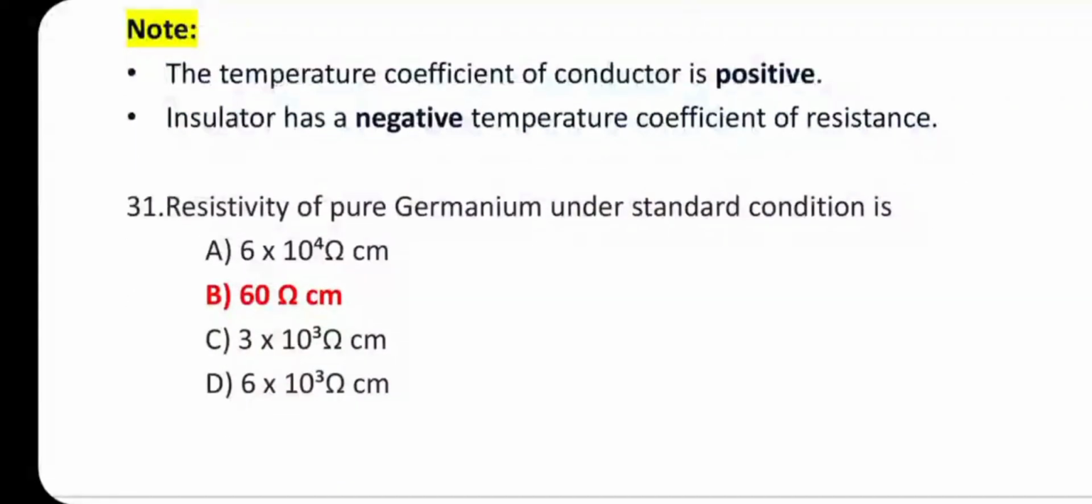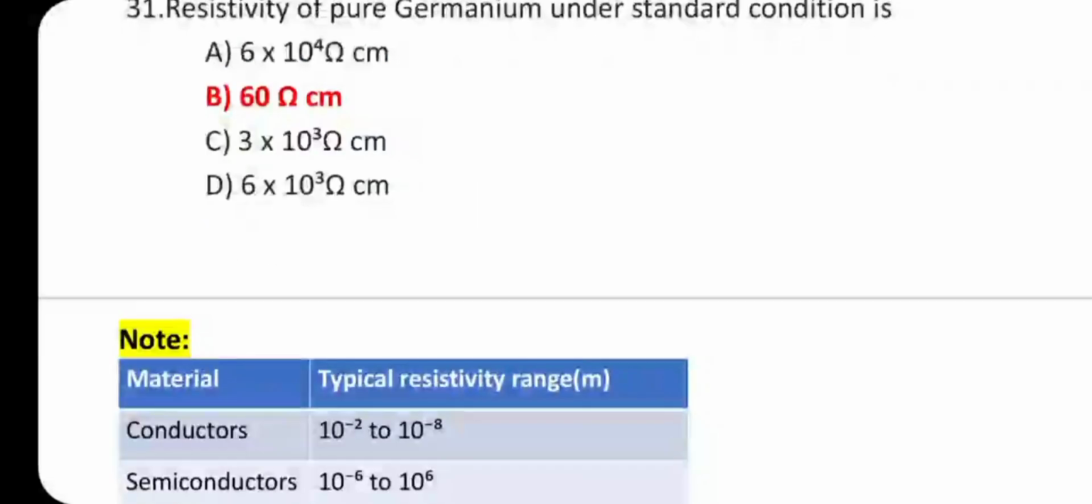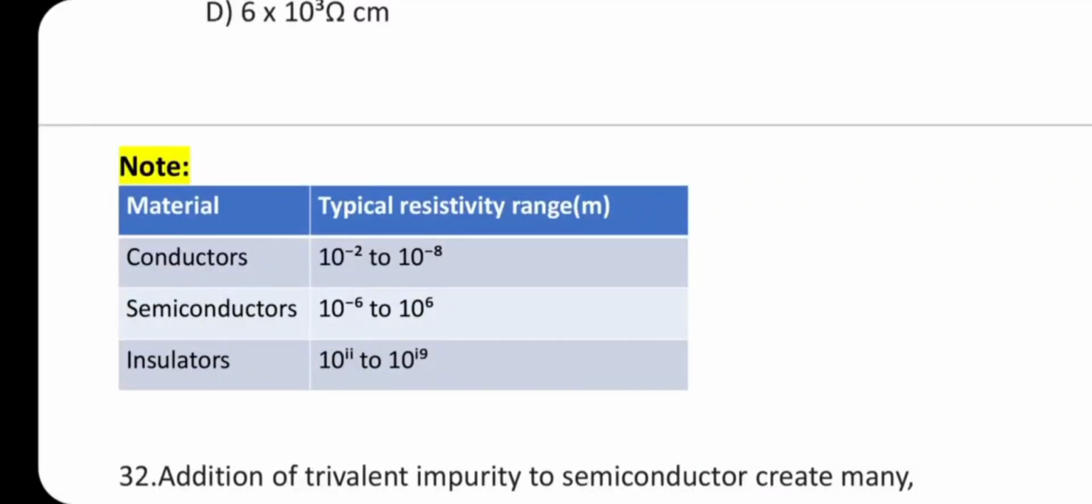Question number 31. The resistivity of pure germanium under standard conditions is: answer option B, 60 ohm centimeter. Note the material and typical resistivity range in ohm meter. Learn these values or ranges by heart.